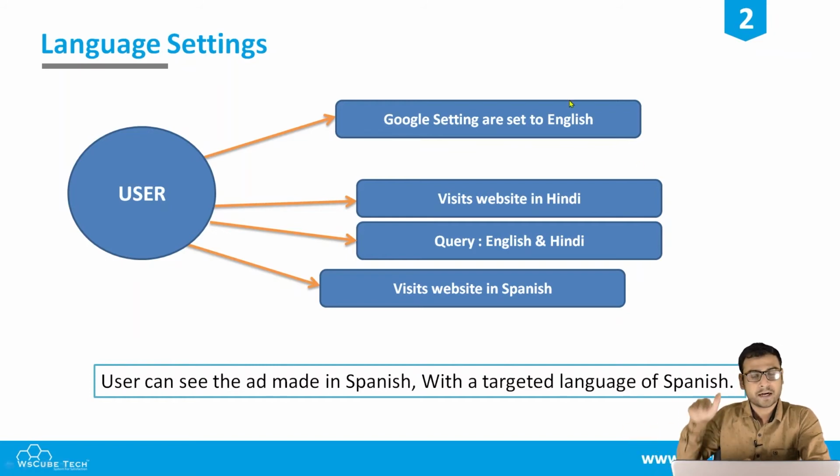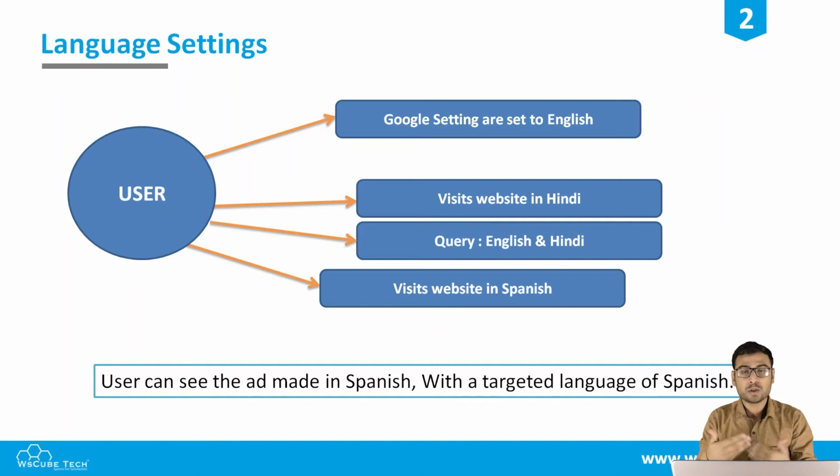His Google settings are set to English. I mean, his default language in Google is set to English. He visits Hindi websites or Tamil websites or websites in different languages. He is querying, right? Whatever he is searching in Google, most of the time he is searching in English or Hindi, right? So there is different behavior.